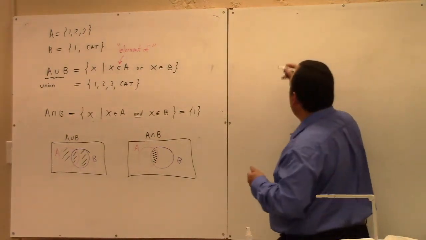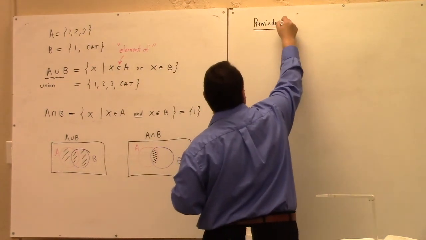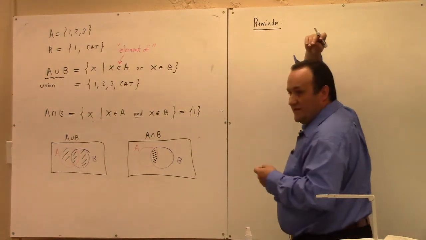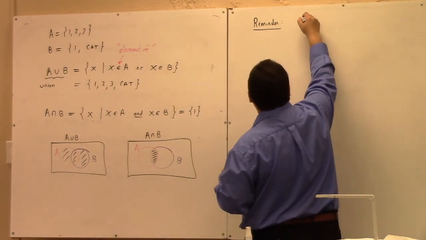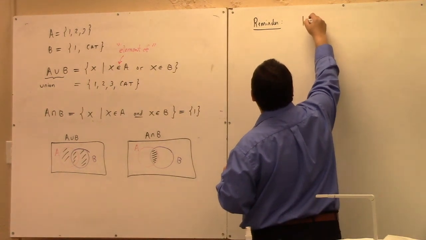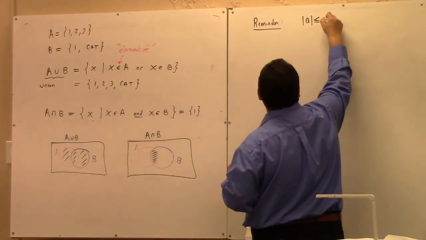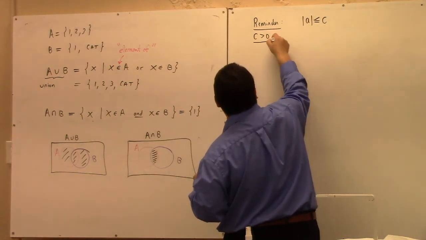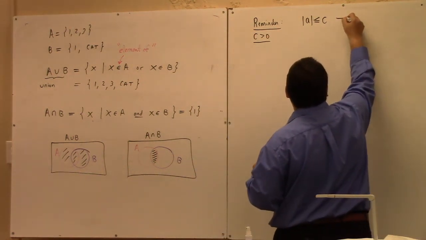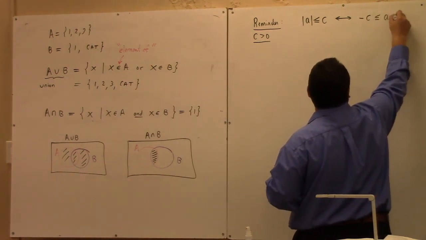So here's just a quick reminder. It may not be a reminder. Maybe the first time anybody's telling you it. I'm not sure, you know. But here it is. If you wanted to solve the absolute value of A less than or equal to C, so here I'm assuming C is positive, okay? Then that is interchangeable with minus C less than or equal to A less than or equal to C.